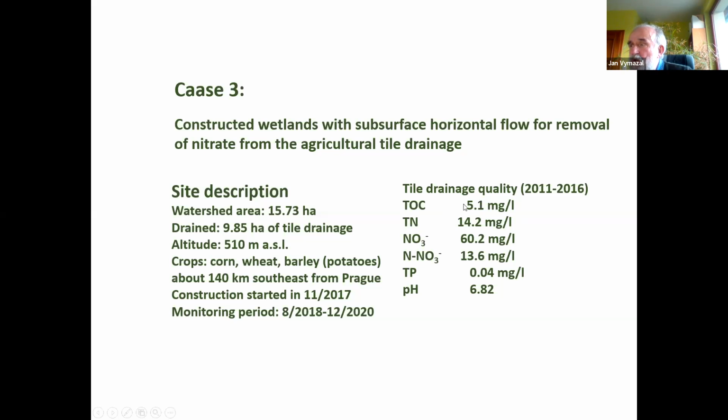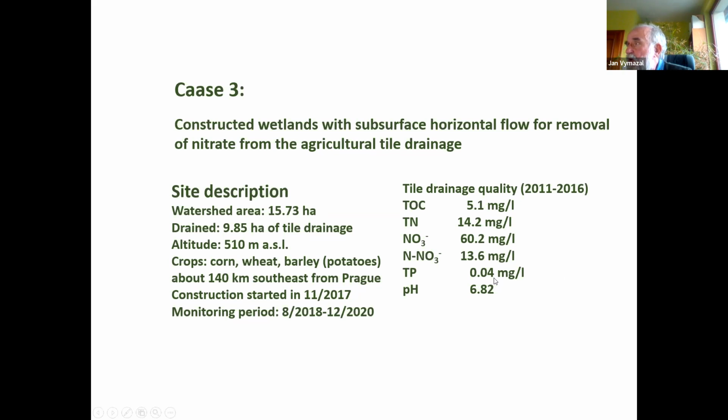There's a relatively low organic carbon, 5 milligrams per liter. Nitrates are usually 60 milligrams per liter on average. They are usually much higher during the spring, usually 100, even 150 milligrams per liter. And you will see that once we actually recorded 600 milligrams per liter.